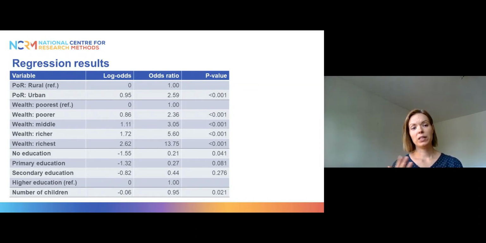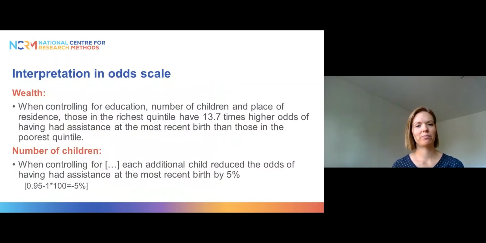So how do we interpret our model? What do these numbers actually mean? We could start by looking at the odds ratios and the interpretation in odds scale. I'll give you a couple of examples that give you different types of variables. So I give you one categorical and one continuous variable, and also different directions of effects, so positive and negative effects. So let's look at wealth first.